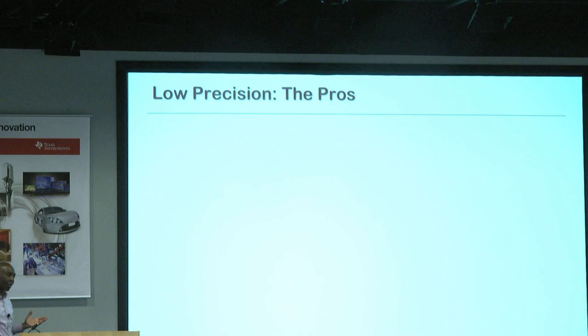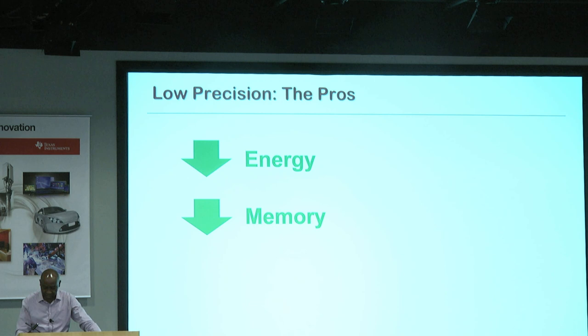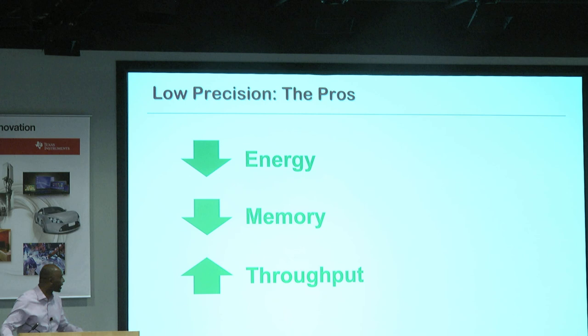All right, so low precision. Lots of benefits to low precision, right? Your computation is going to use less energy. Your data is going to use less memory capacity. Your throughput's going to improve because maybe you can fit more of your data elements into a single SIMD instruction. And so this is something that has been used for inference a lot, right?